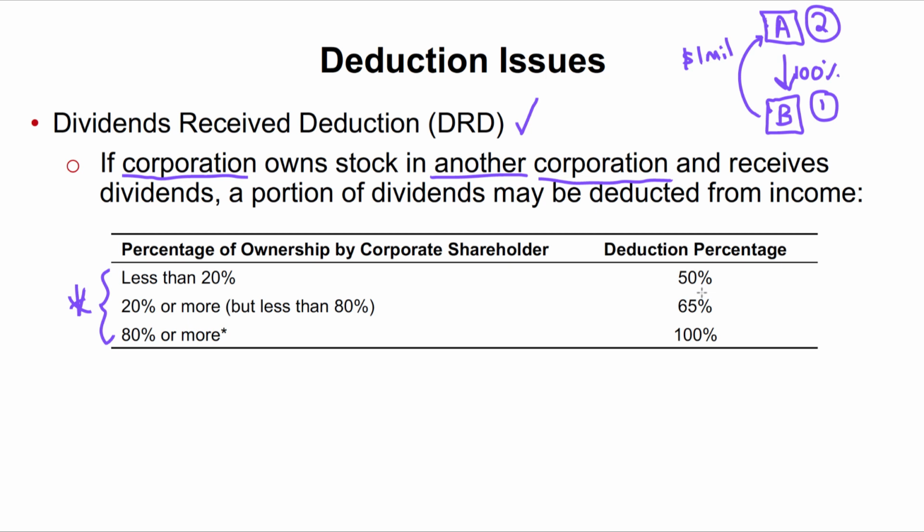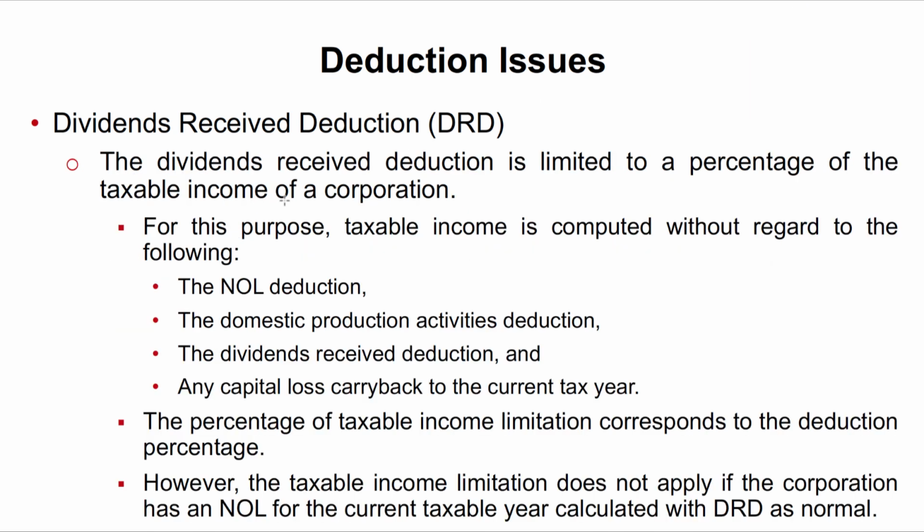We're going to include it in our income. So A is going to include the $1 million in A's income, but A gets a deduction later on down the Form 1120, depending on the percentage, based on that dividend or based on a taxable income limitation. So there is a taxable income limitation, okay? It's limited to a taxable income limitation.